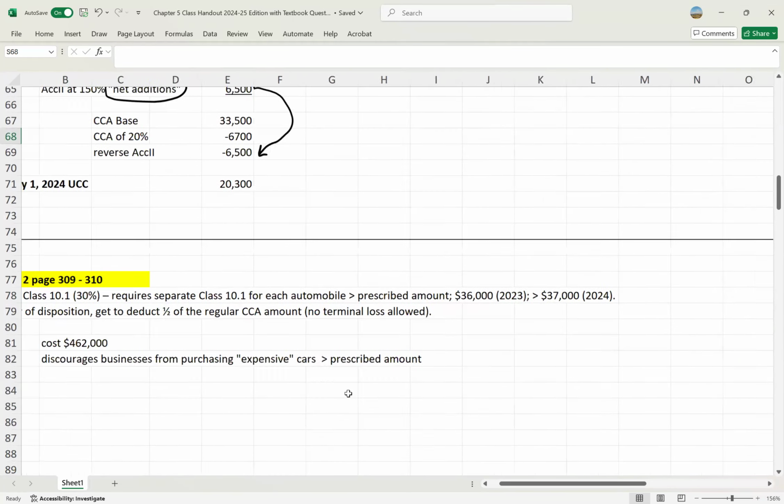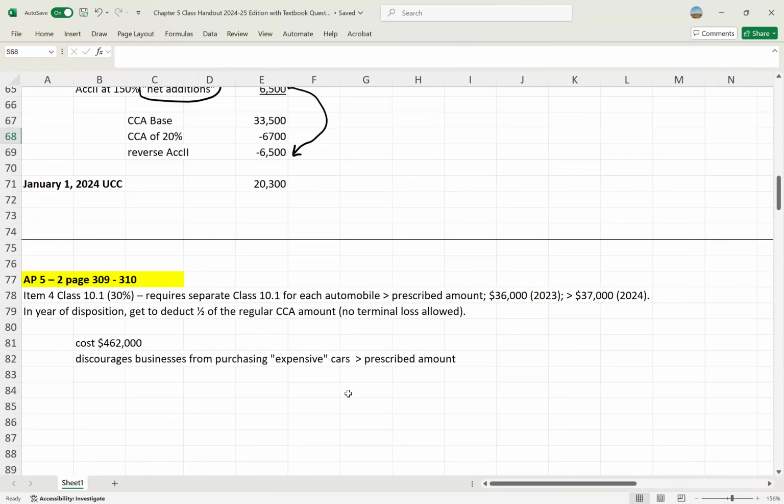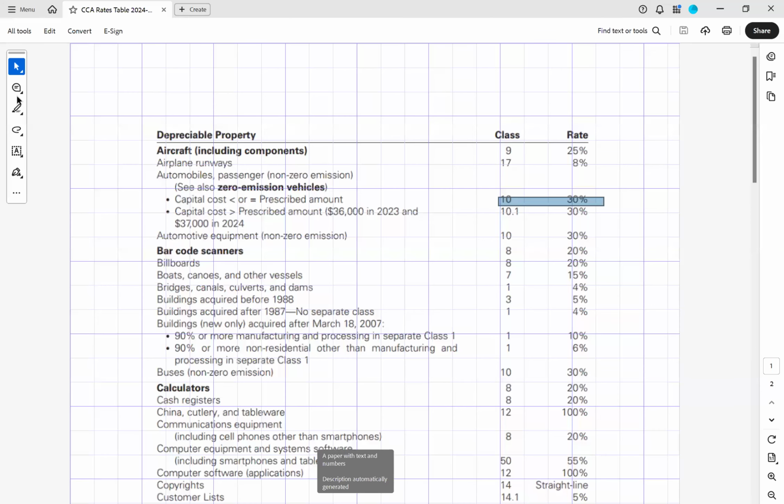So what we've done so far is the normal calculations. What we're going to move into next are some exceptions. One of those exceptions is class 10.1. And what I want to show you on our CCA rates table is class 10.1 relates to automobiles. So we go back to the top here, A.